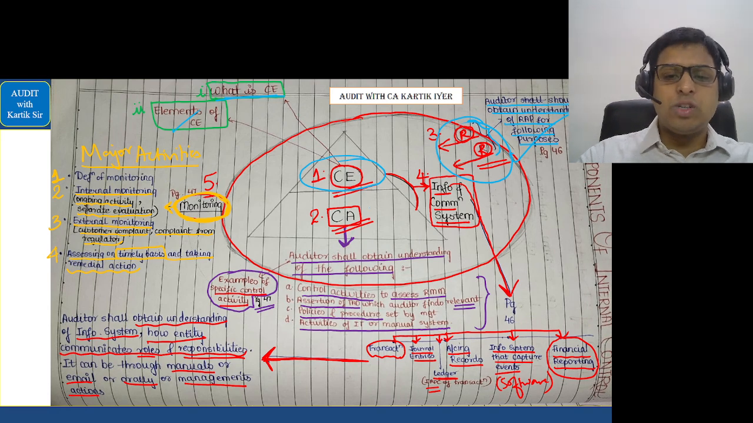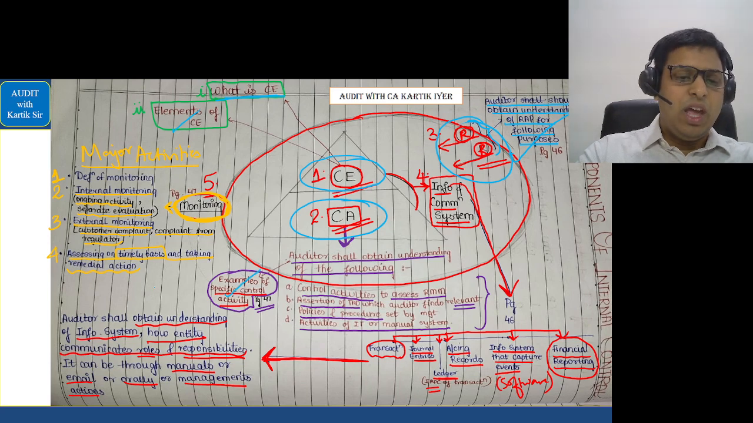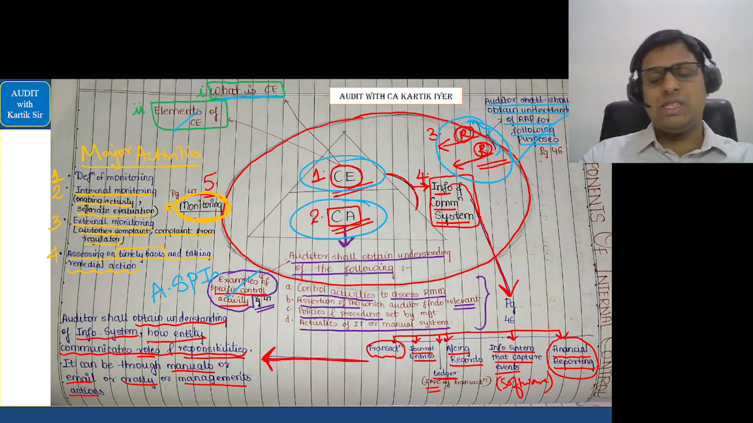Now let's go to control activity. In control activities, we had done some examples of specific control activities. If you have not noted down the code, please note it down. It was a recently made code. So by chance, if you don't have it, you can just copy it. We have a code called ASPIN.